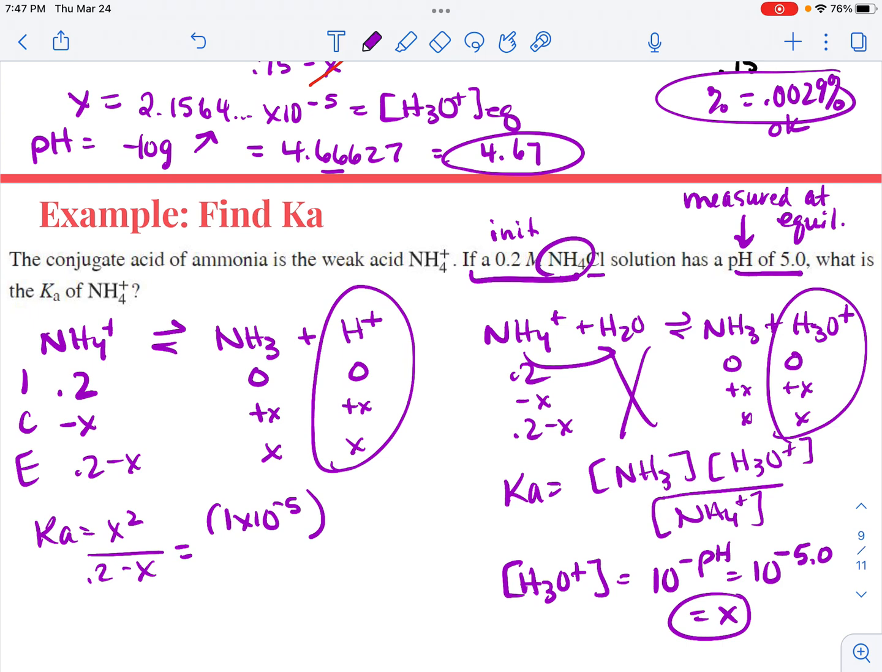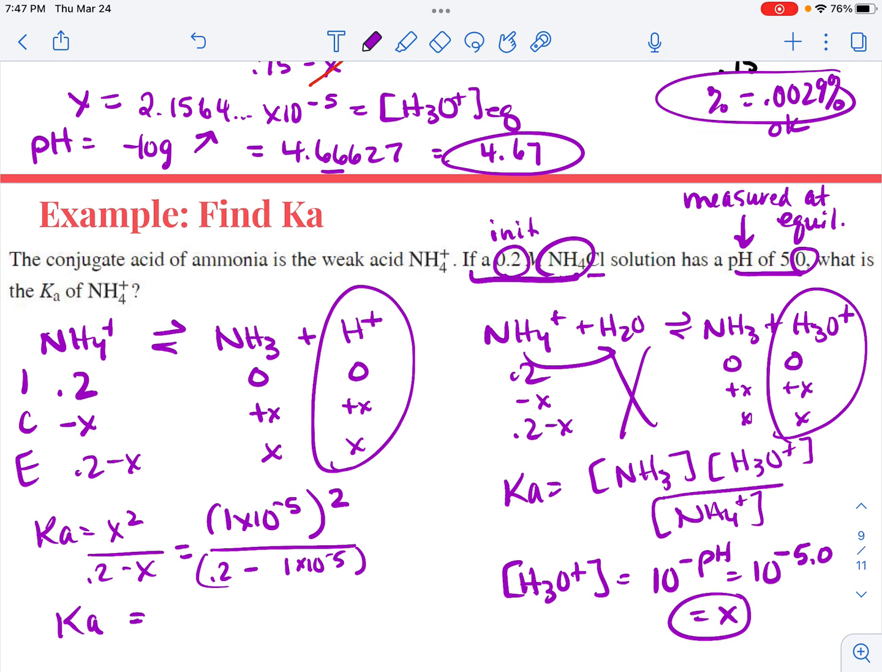I have 1 sig fig because this is a pH of 5.0, so only the 1 digit after the decimal is significant, and I only have 1 sig fig in my concentration anyway. So 1 times 10 to the negative fifth squared over 0.2 minus 1 times 10 to the negative fifth. And I can solve for Ka. And this time I actually am going to leave that in there and let my calculator do the work for me rather than crossing it off since I know it.